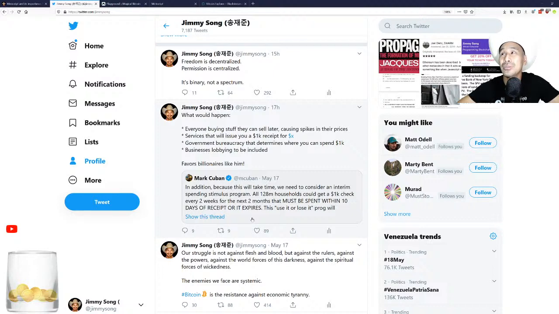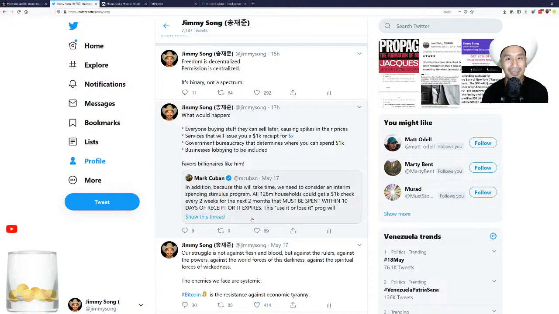Services will issue you a $1,000 receipt for some amount of money. So for $20, I'll give you a $1,000 receipt. Then you can keep the other $980 because you won't lose it anymore. Government bureaucracy. Because people will cheat in the first two ways, what the government bureaucracy will do is determine where you can spend your $1,000. And of course, it will only be the things that they approve of or that they know of or are sufficiently big. So it'll favor billionaires like him, right? Like you can spend it at Walmart for groceries, right? Or toilet paper or something like that. And this is the path of central planning. You can't force people to spend.